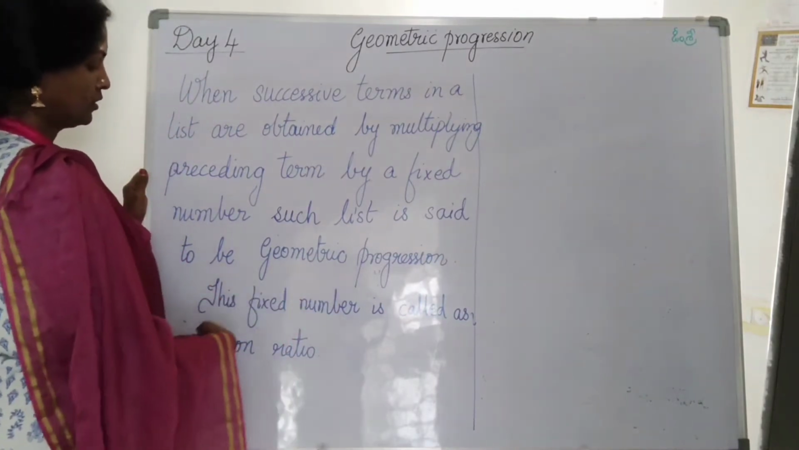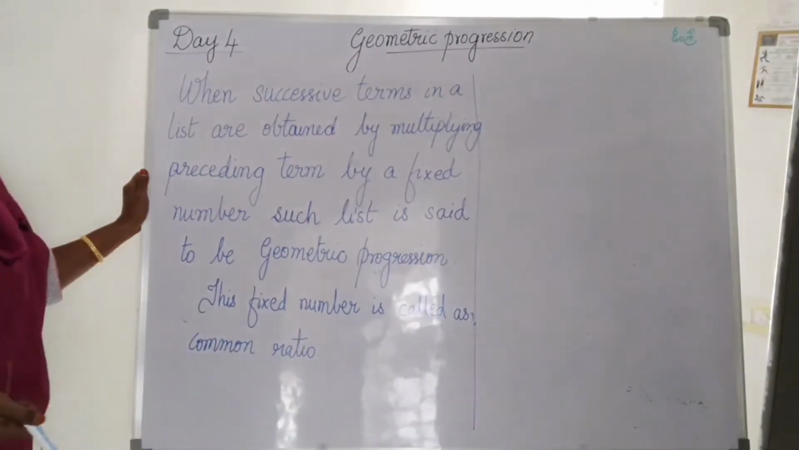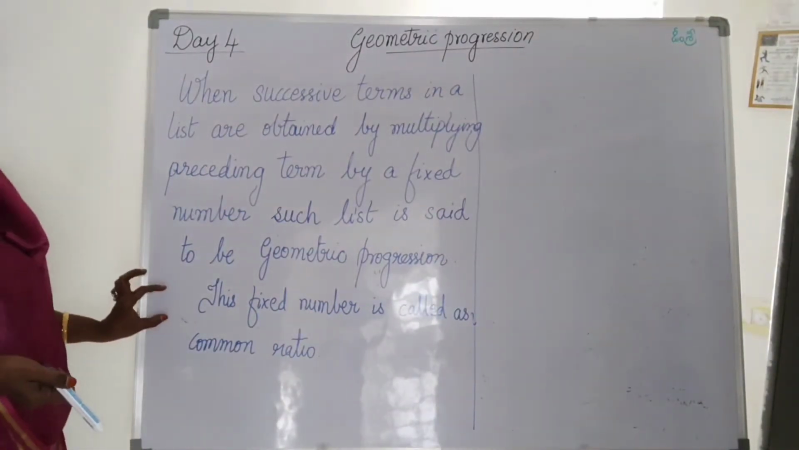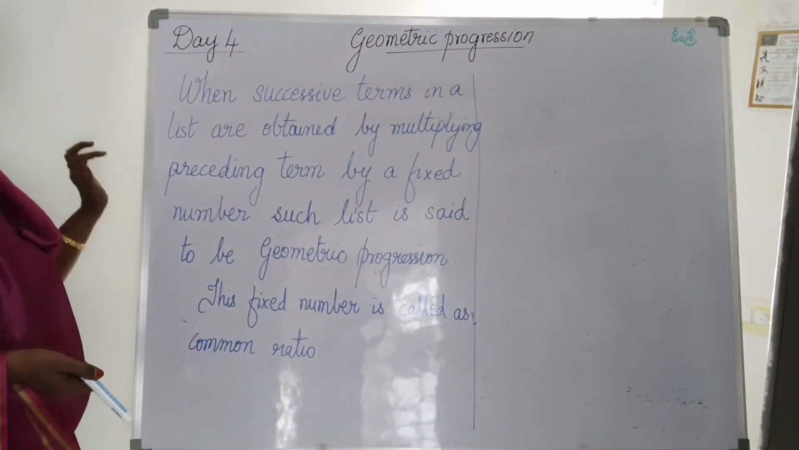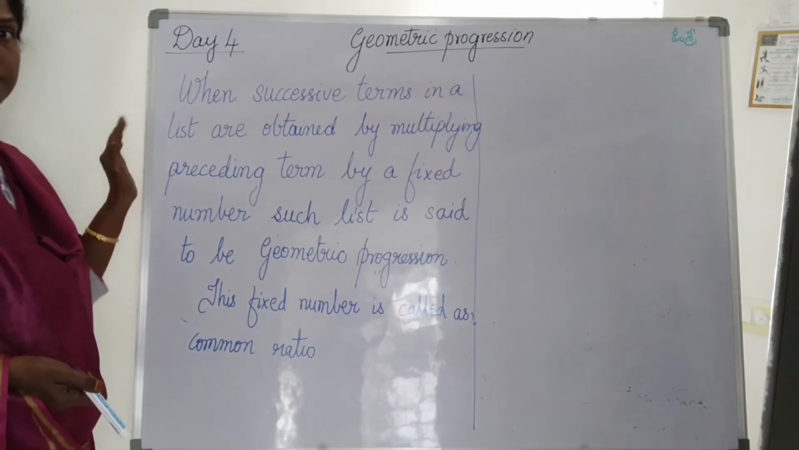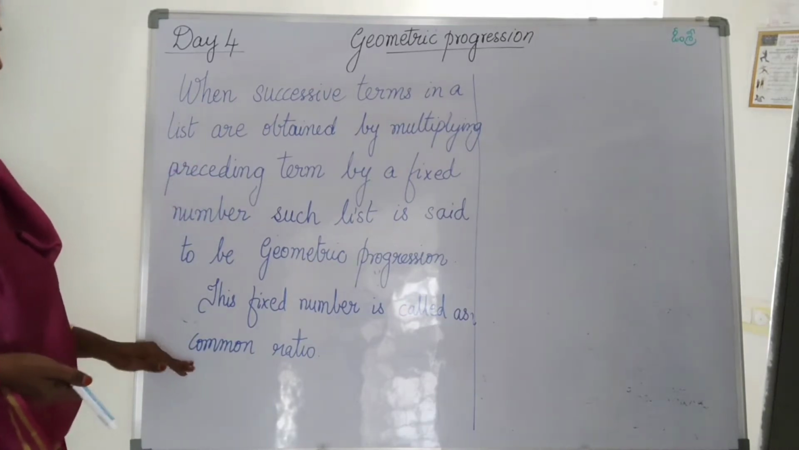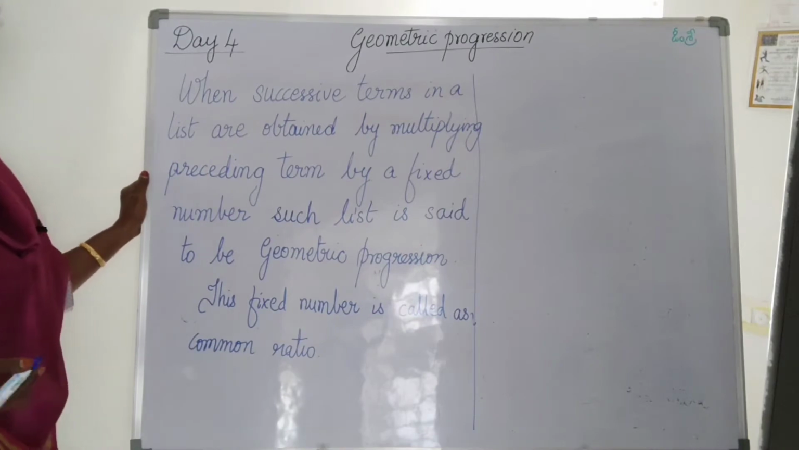This fixed number is called the common ratio. We take that fixed number which we multiply to each preceding term to get the successive term. It is considered as the common ratio.